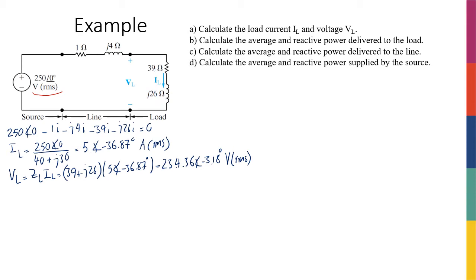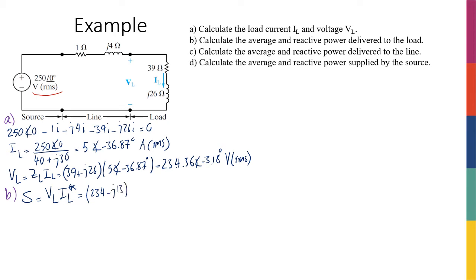How do I find that? Well, again, I'm going to use the equations that I know. So this was part A. For part B, I know that S is going to be, since these are effective values, I don't have the 1/2. It's going to be VL times IL complex conjugate. And it is as simple as that. So VL is 234 minus j13.